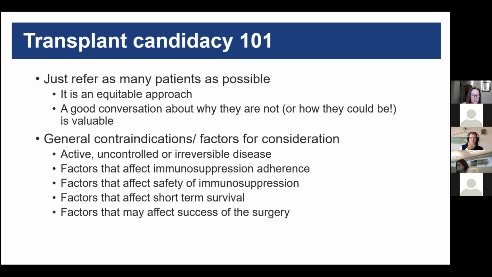It's an equitable approach, and it's valuable to have a good conversation about why they are not or how they could be a candidate. But there are things to think about so that when you ask your patients about this, you can have a general conversation with them. The general contraindications and factors for consideration include whether or not they have active, uncontrolled, or irreversible disease, factors that might affect immunosuppression adherence, factors that affect safety of immunosuppression, factors that affect short-term survival, and factors that may affect success of the surgery.